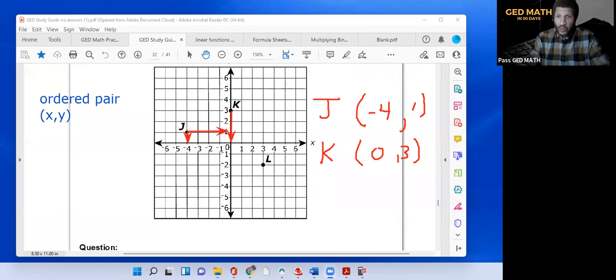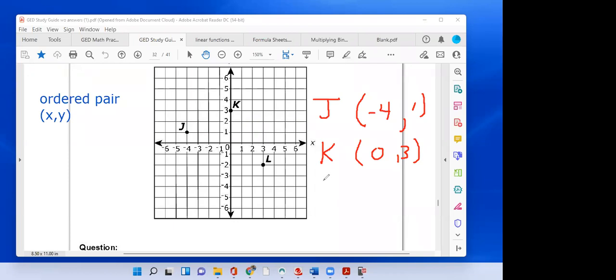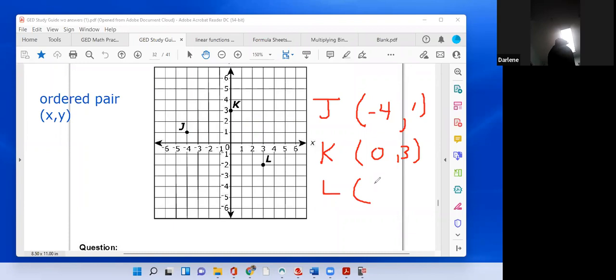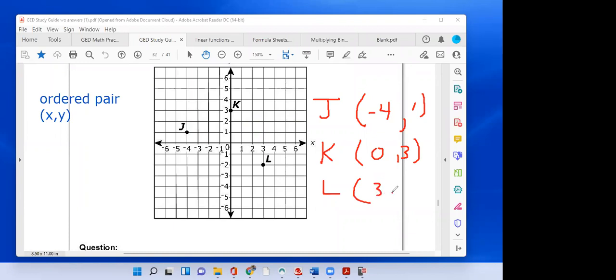So now let's look at that last one. What's L? L would be X first. So 3, 0 and 3.